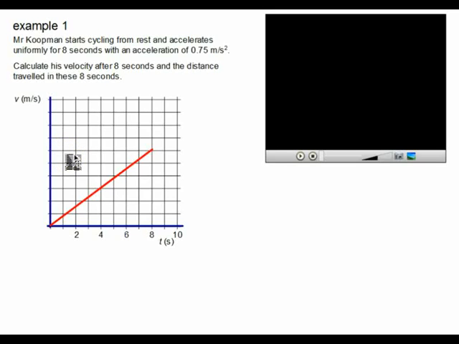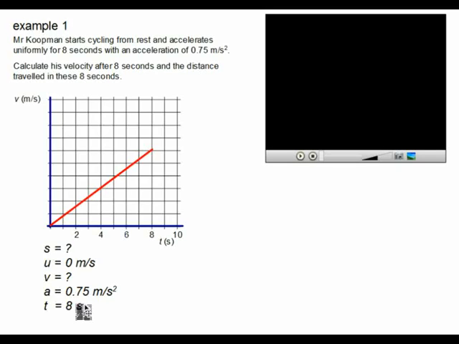Okay, step number 3 is to write down our suvat list and to show what we know. Here is the suvat list, and I already put in the initial speed 0. He started. I don't know the final speed, so question mark there. And the acceleration 0.75 meters per second squared and the time 8 seconds. We have to calculate his velocity after 8 seconds, and we can do that in several ways.